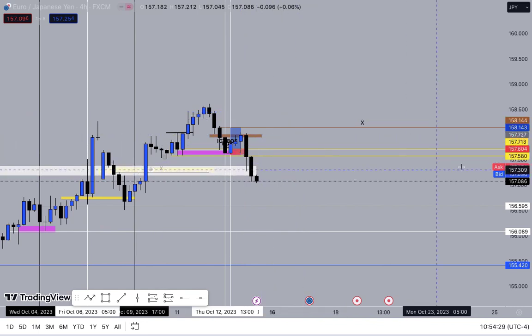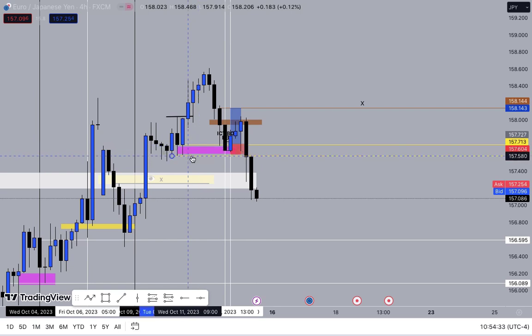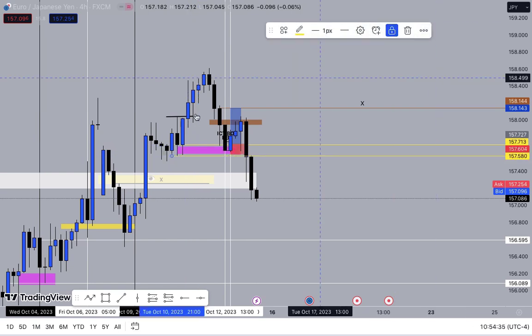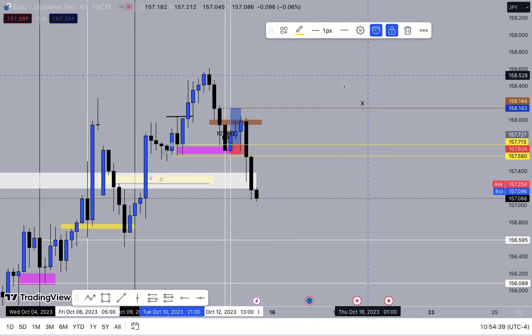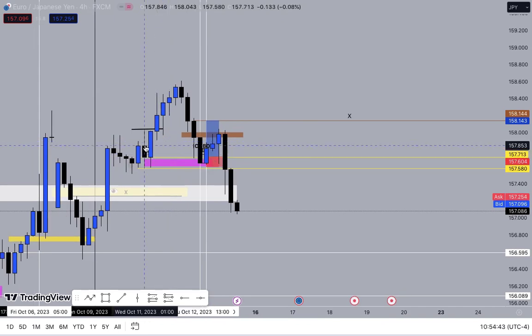So the actual trade was here. This is the origin. Let me lock this so I don't mistakenly move it. So the actual trade was here. This down close candle, this black candle, and this up close candle was my 4-hour support. Why? Because these two candles formed on the 4-hour.